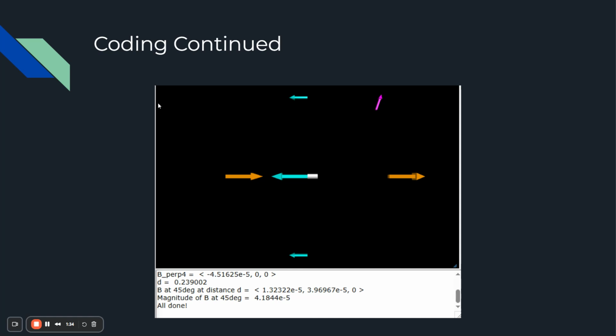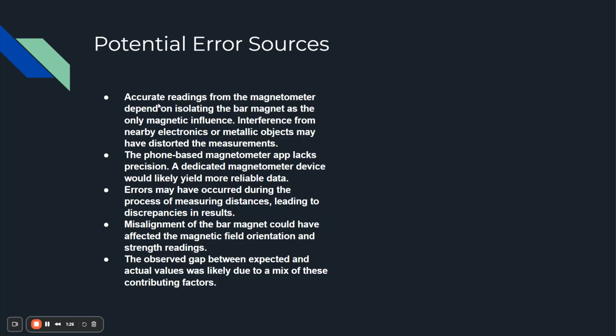And I just want to note that this is much smaller than the 7.2 times 10 to the negative 5 that was measured in the experimental process. So there obviously are going to be some potential sources of error here. And so, what caused some of these discrepancies? We could say a few things.